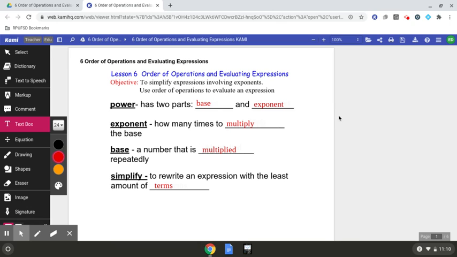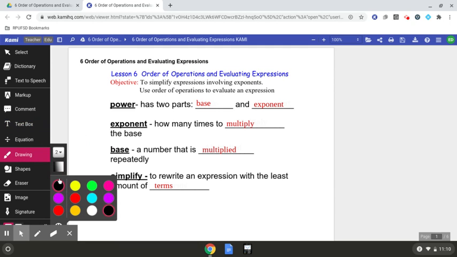This is already filled in for you in the notes, so we're just going to go through this. It says a power has two parts, a base and an exponent. A power is like x squared. That entire thing represents a power. The exponent tells us how many times to multiply the base. So this 2 is our exponent. It tells us that we're going to take the base and multiply it twice. A base is what is actually being multiplied. So in this power, x is our base.